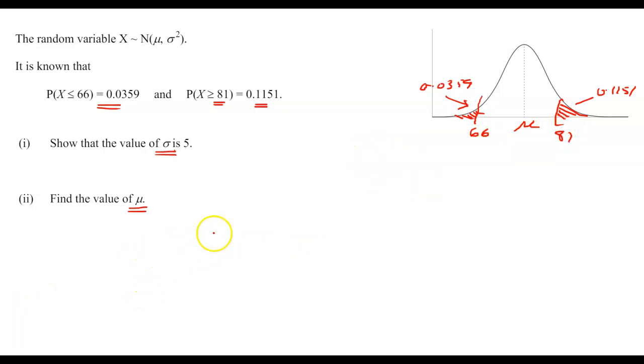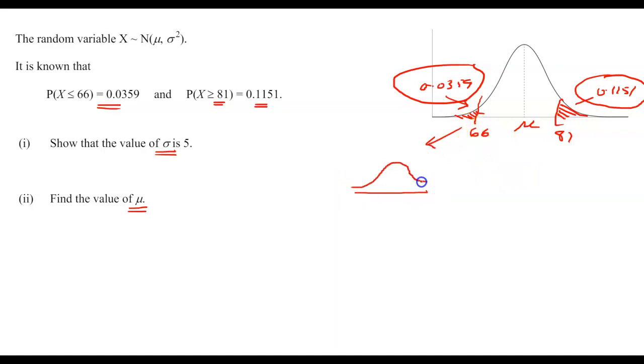So now the first thing we need to think about here is to find the z values that are responsible for these probabilities over here. For this one over here, remember it is in the negative. The z value for the 66 is going to be negative z because it's on this side over here, but you're going to reflect it onto the positive side.